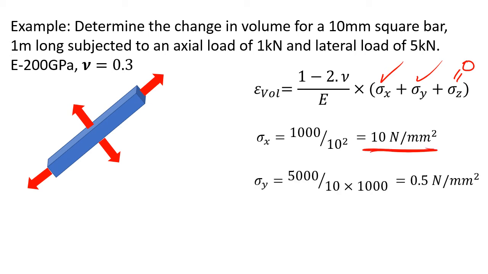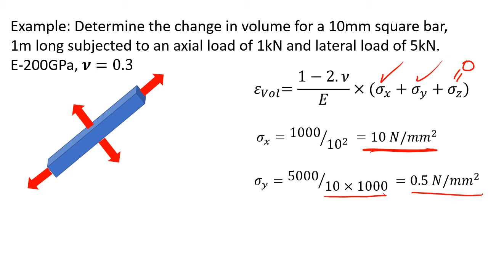Moving on, we can look in the Y direction. So we have a much larger load, 5 times the load, but we also have a much larger area in the Y direction. So it's a meter long, so it's 1,000 millimeters multiplied by 10. So that gives us half a newton per millimeter squared stress in the Y direction.